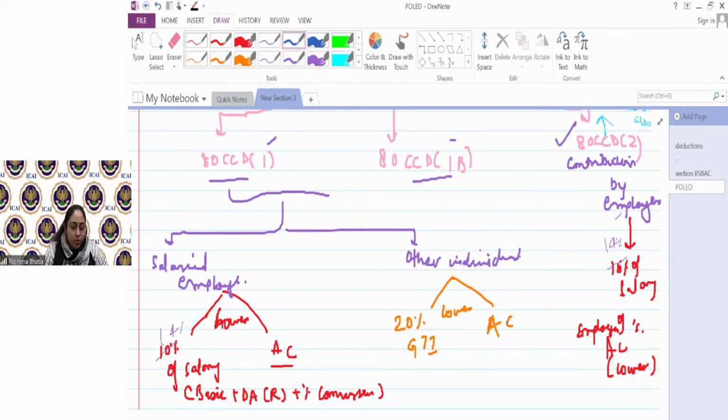Why 1B was introduced. Now, what was the problem? ATCCD or say NPS is not a very old part. It's just a couple of years back or a decade back that NPS was open for everyone. Now what happened? Everyone was already having commitments under 80C. Commitments meaning everyone was having future commitments through LIC, through PPF, etc.